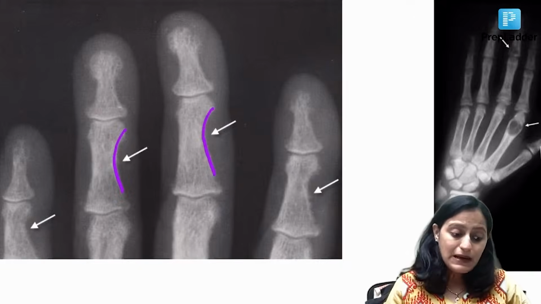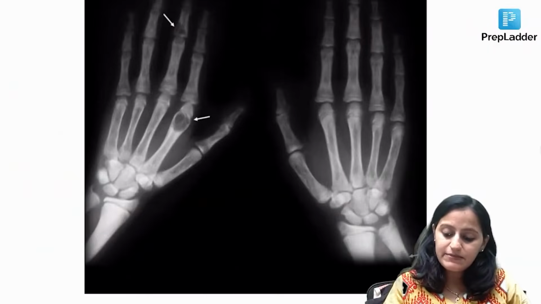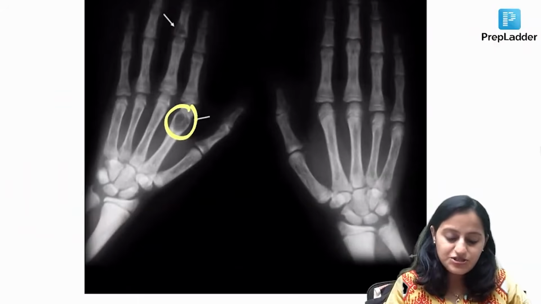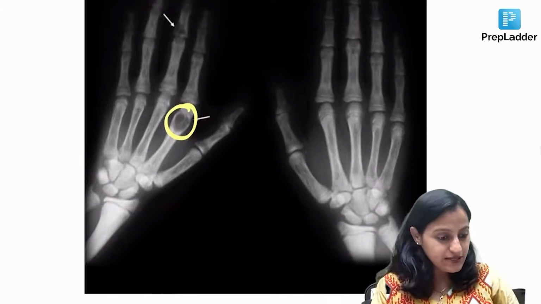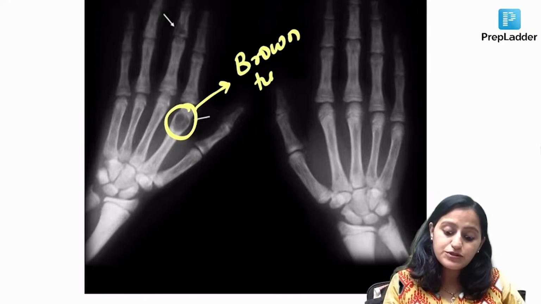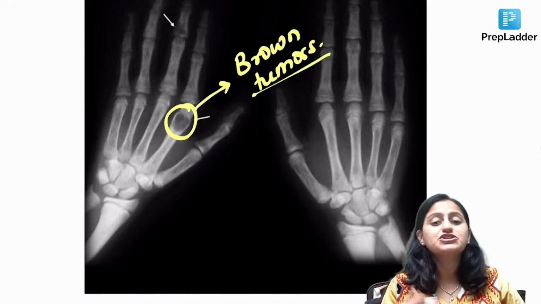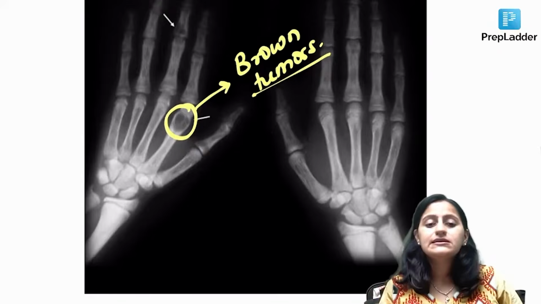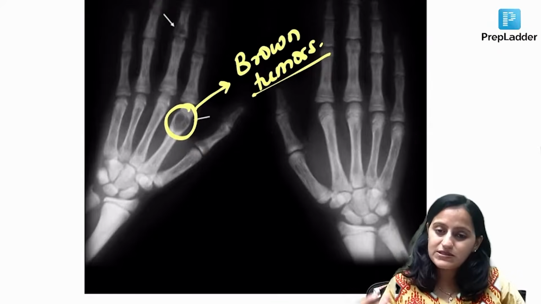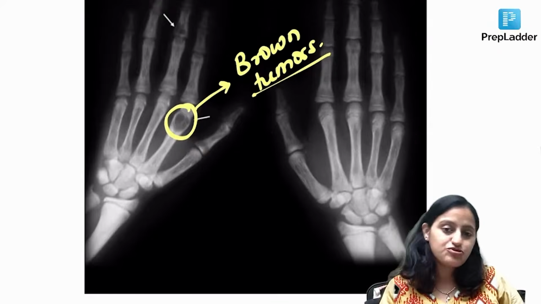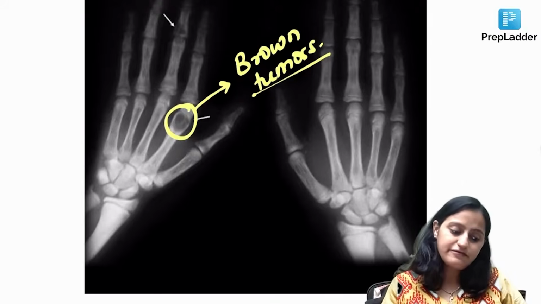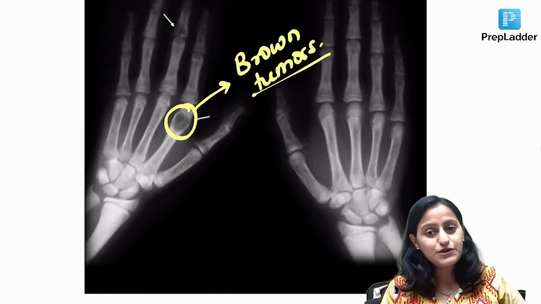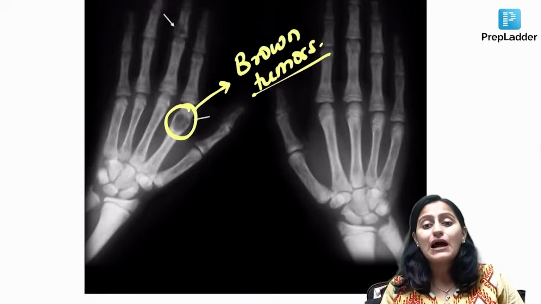This is hyperparathyroidism. And can someone tell me what these lytic bone lesions in hyperparathyroidism are called? Brown tumors, which are not actually tumors. This is the lysis caused by the resorption and then the hemosiderin coming in. Remember, this is brown tumor in the case of hyperparathyroidism. So this is brown tumor.